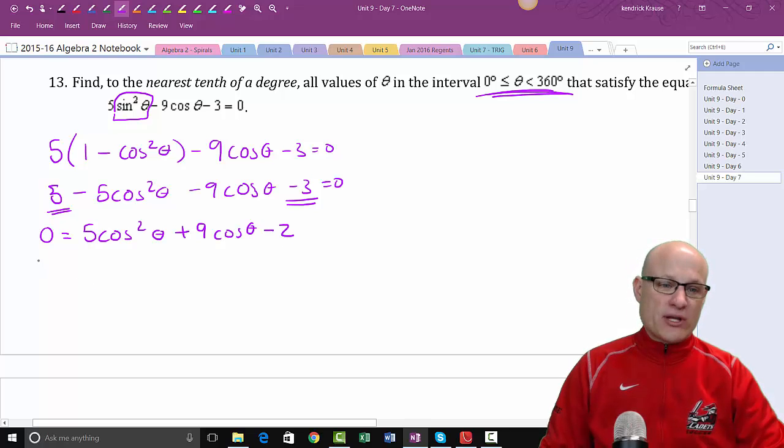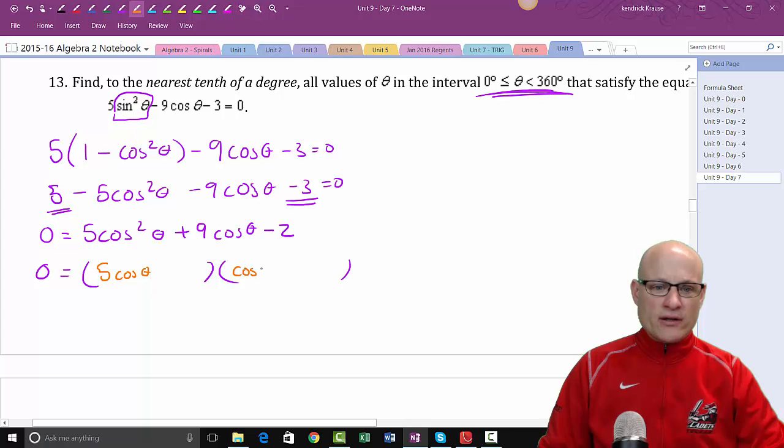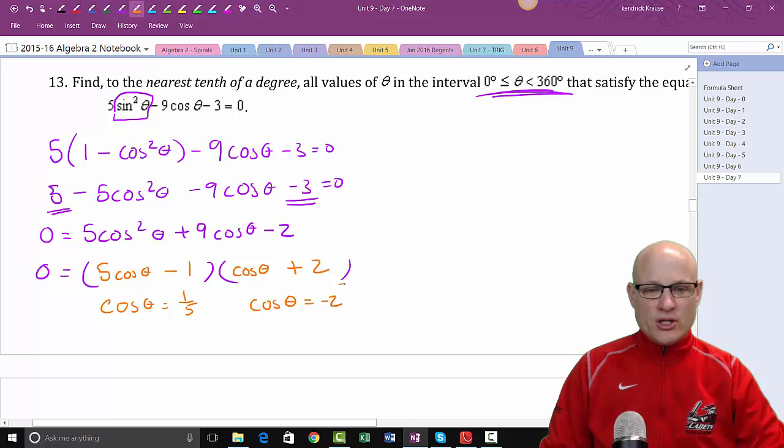Now if you need to show all those steps, show all those steps. I'm okay with that. So it's got to be 5 cosine theta and cosine theta, and this is going to be plus 2 and minus 1. So this one gives me cosine theta equals 1/5, and this one gives me cosine theta equals negative 2.